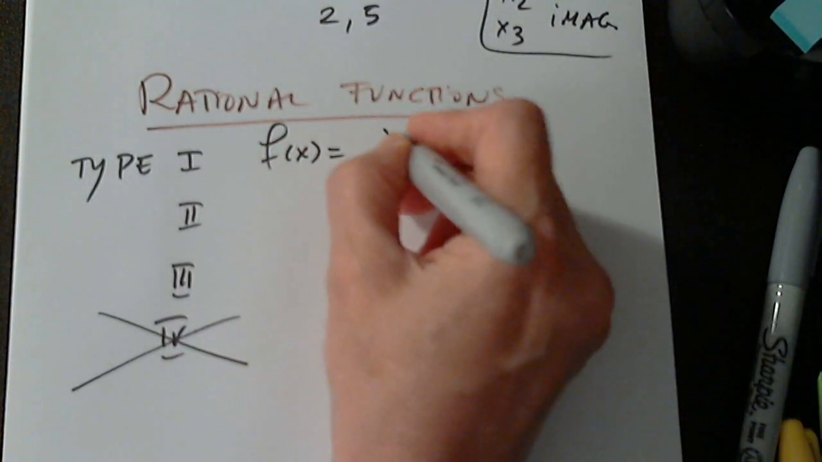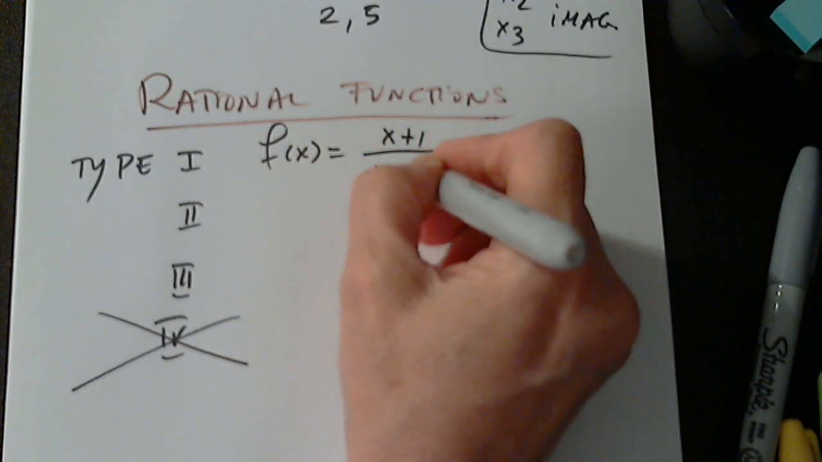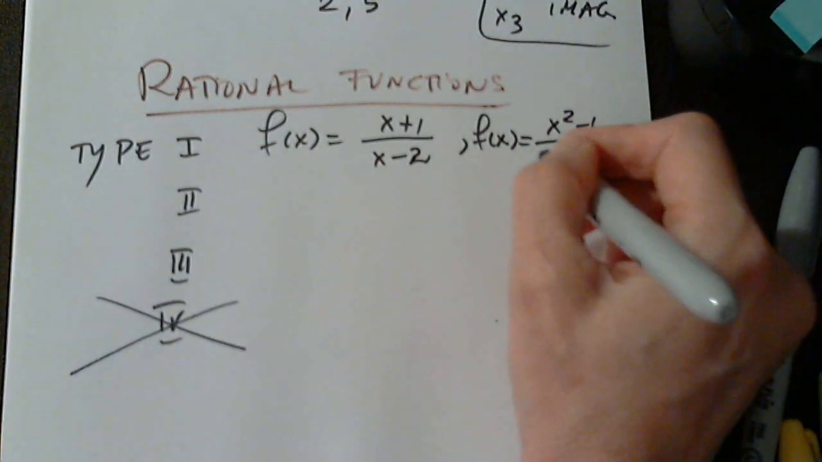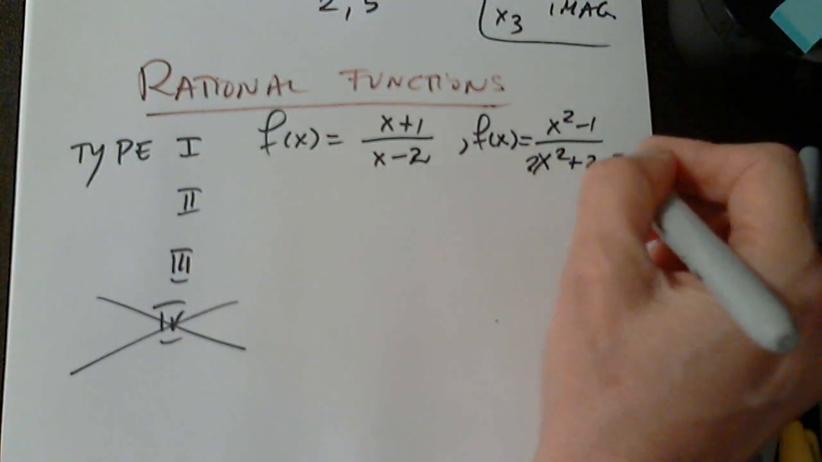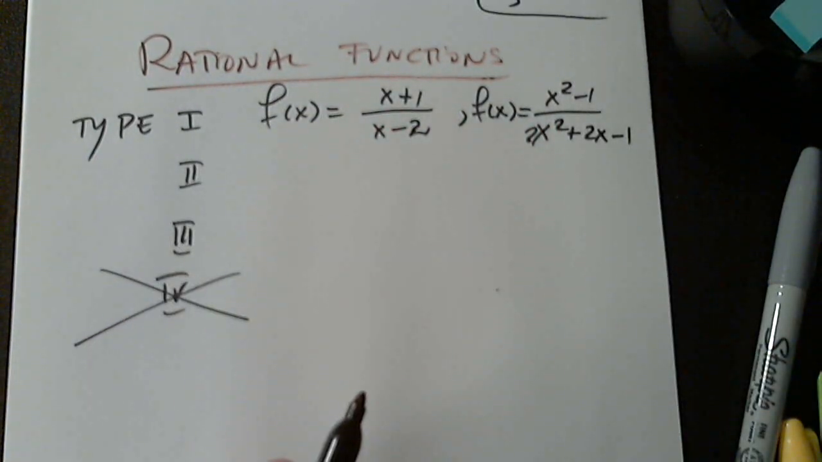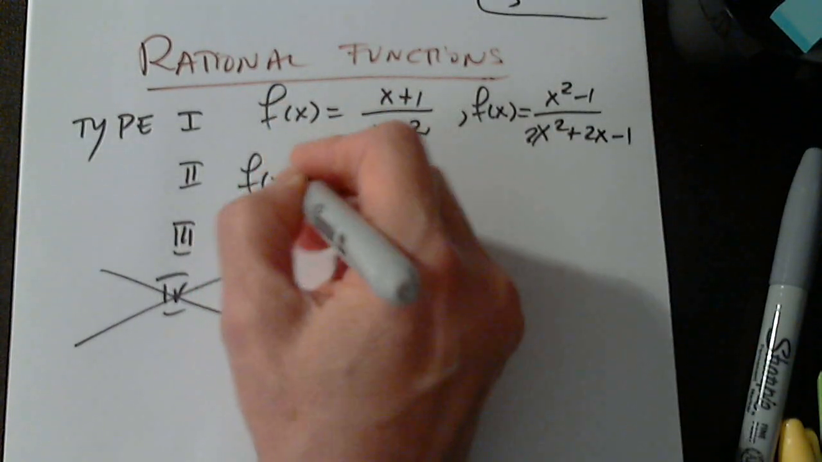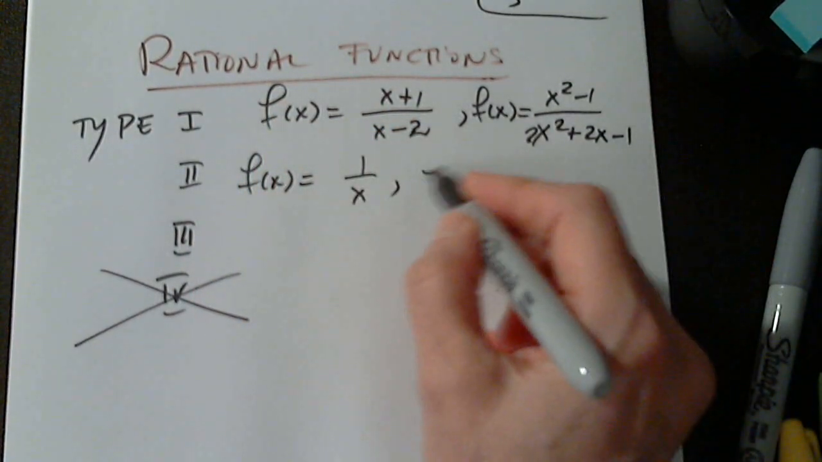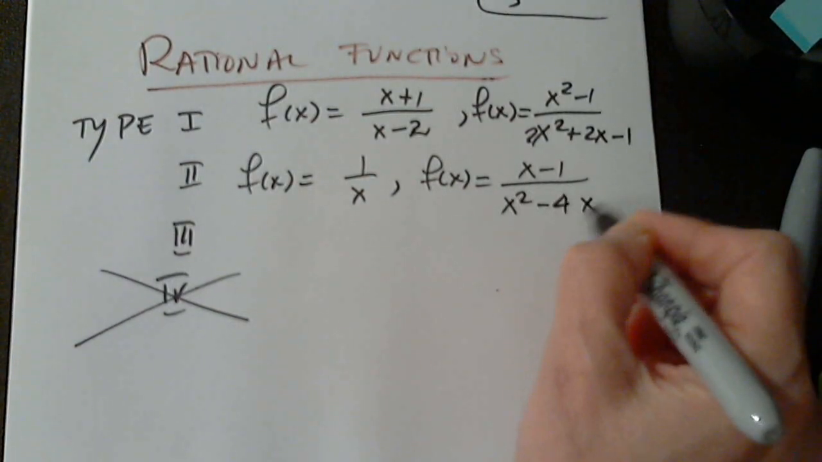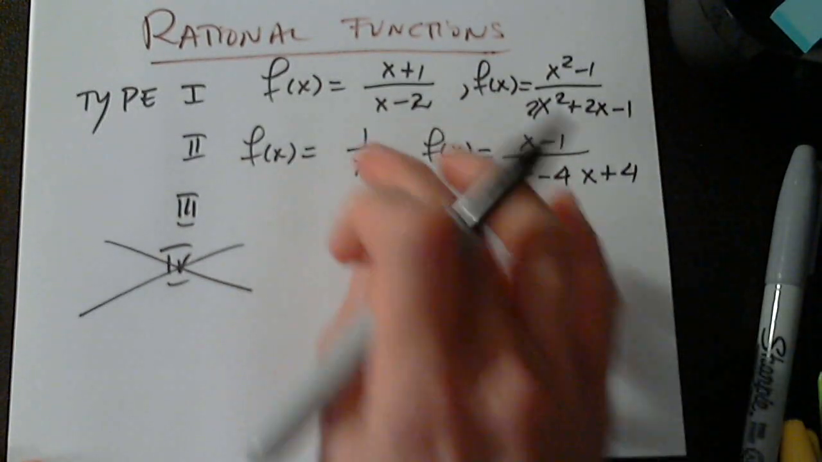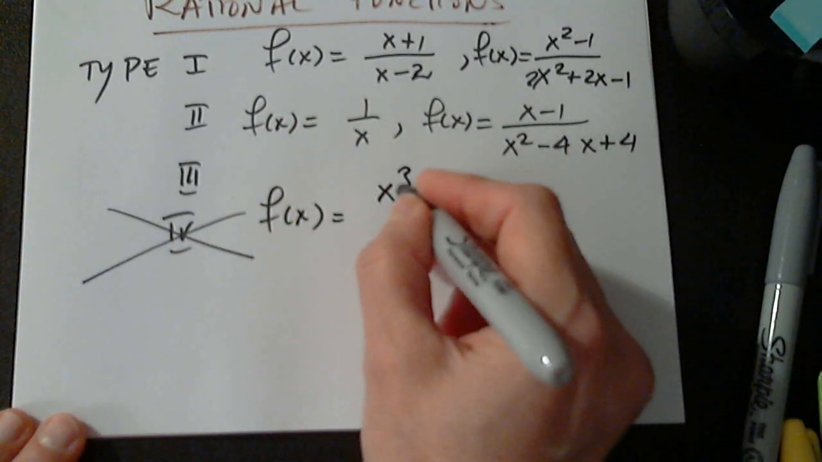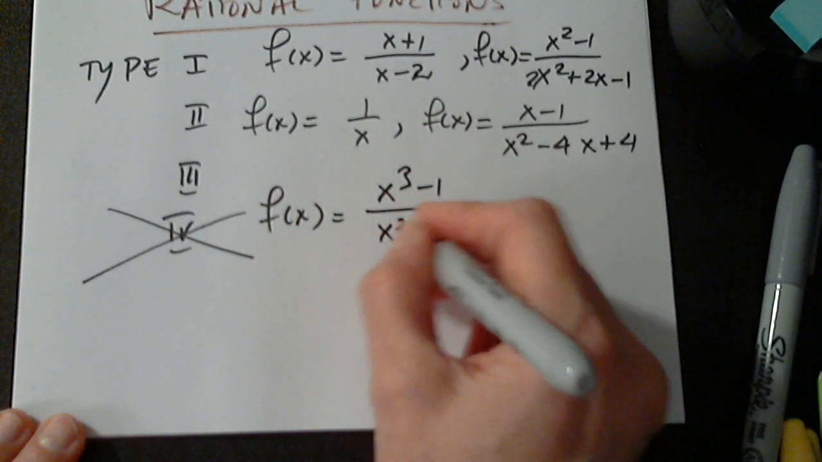So f of x equals x plus 1 over x minus 2. Or f of x equals x squared minus 1 over 2x squared plus 2x minus 1. These are category 1, type 1. Here's another one. 1 over x. Or f of x equals x minus 1 over x squared minus 4x plus 4. These are both type 2. Final type, type 3. x cubed minus 1 over x squared minus 2.